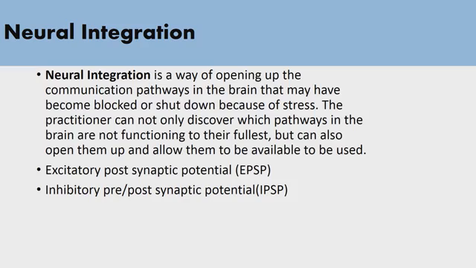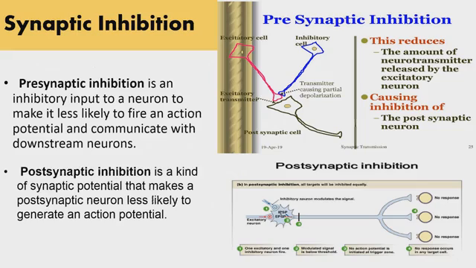In which we will talk about the excitatory postsynaptic potential and inhibitory postsynaptic potential. First is synaptic inhibition. If we talk about synaptic inhibition, the process of inhibition occurs in the presynaptic cell as well as in the postsynaptic cell. Basically, presynaptic inhibition reduces the amount of neurotransmitter that is released by the excited neuron, causing the inhibition of the postsynaptic neuron. And if we talk about postsynaptic inhibition, it works in the opposite direction, causing the inhibition of the presynaptic neuron. Basically, the function and the basic process of inhibition is to inhibit the action potential from generating.